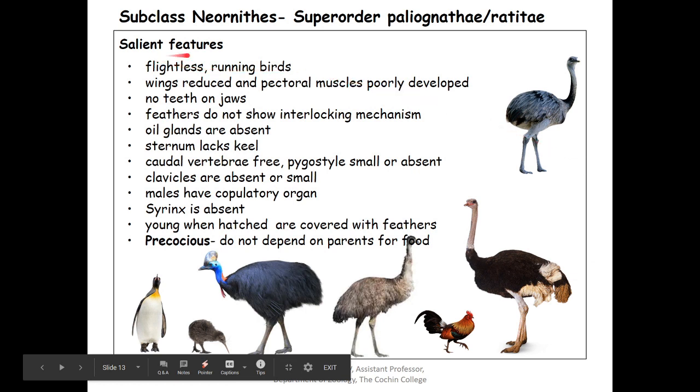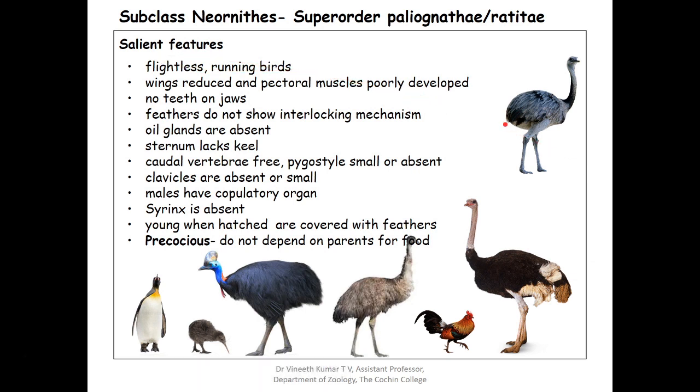So the salient features of this particular group, which is the flightless birds or Paleognathae, also called Ratitae: they are flightless and running birds. Their wings are reduced and the pectoral muscles are poorly developed, and that is an adaptation because they do not fly. They do not have teeth on their jaws. The feathers do not show an interlocking mechanism. Always the feathers will be more or less fluffy.